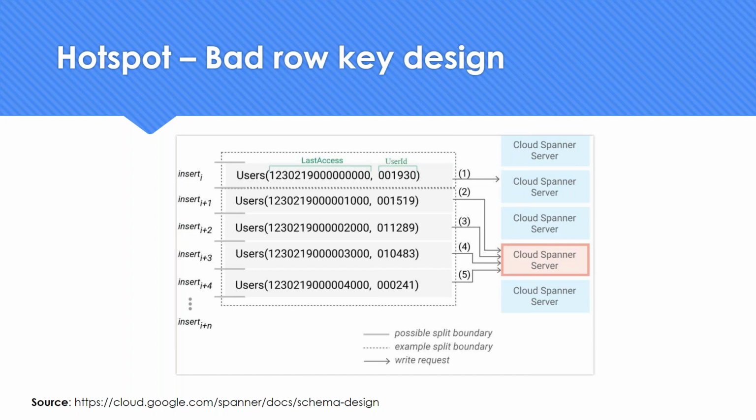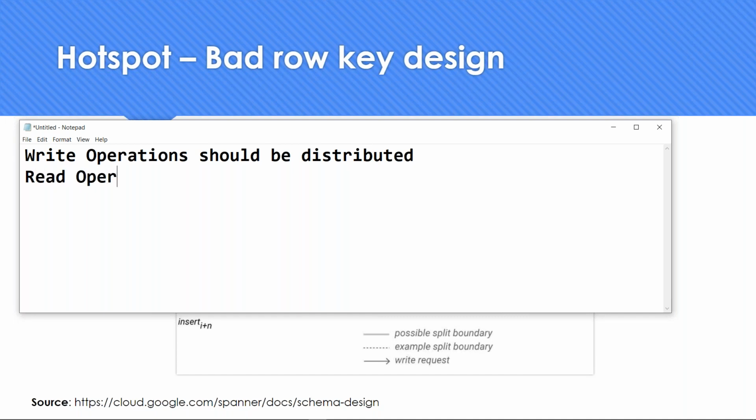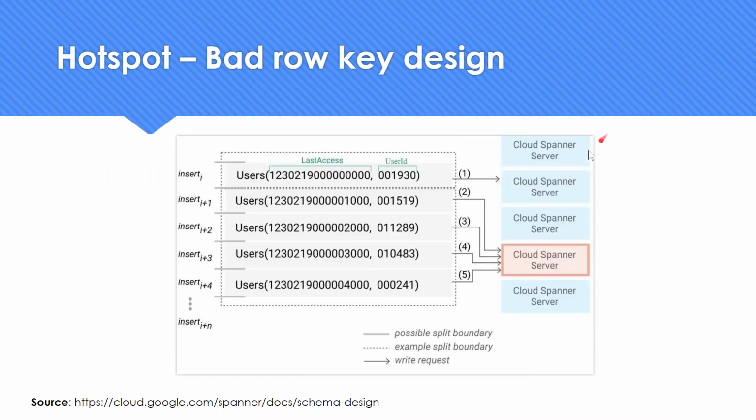So what you should do in a typical horizontally scalable system is this: write operations should be distributed. This is rule number 1. Read operations, when you're reading something, should most of the time come from the same node. This should be a rule which you make sure works in every horizontally scalable system. So write operations should always be distributed, so no one node works too much, and there should be no nodes which are not even working.